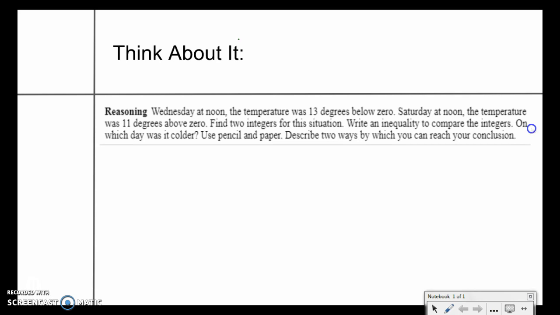I don't want this one to be a think about it, because this is very similar to what you're going to see on the homework. I actually went to the homework page and found this scenario. So copy this one in your notebook too. Alright? So, Wednesday at noon, the temperature was 13 degrees below 0. Saturday at noon, the temperature was 11 degrees above 0. Find two integers for this situation. Write an inequality to compare the integers. On which day was it colder?